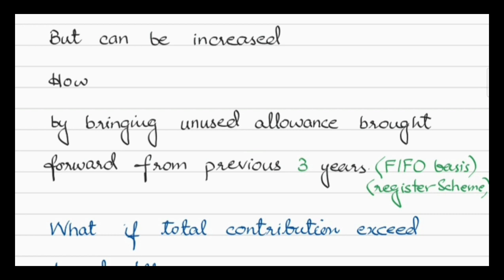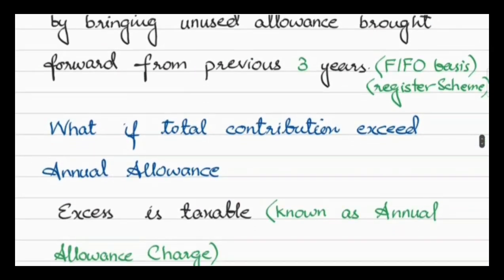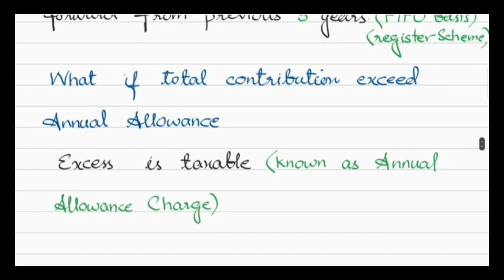Here, the point to remember is that the unused allowance can be brought forward from the previous 3 years only if the pension schemes are registered, otherwise no. Now, what if the total contribution exceeds the annual allowance? The excess is taxable, which is known as the annual allowance charge.